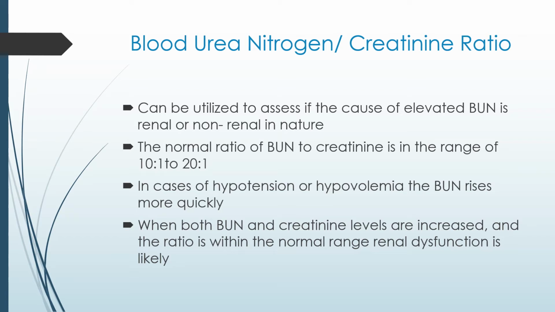And then we're going to look at the BUN creatinine ratio. This can be utilized to assess if the cause of the elevated BUN is renal or non-renal in nature. The normal ratio of BUN to creatinine is in the range of 10:1 to 20:1. So in cases of hypotension or hypovolemia, if the BUN rises more quickly, then we know that they're dehydrated. When both the BUN and the creatinine levels are increased and the ratio is within the normal range, then renal dysfunction is likely. Right? Now I know that it's not the hydration status of the client, it's the kidney.